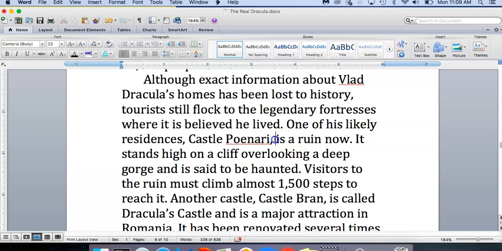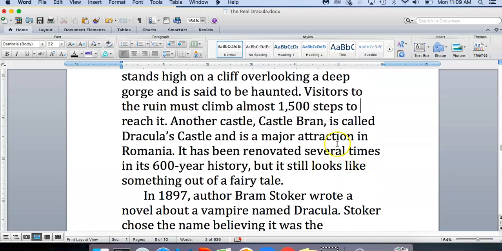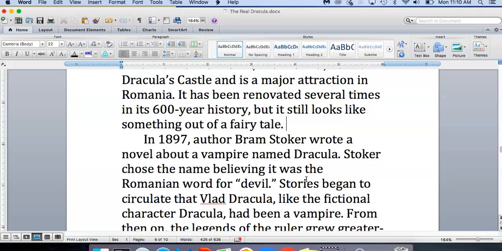Okay, so the first castle is Castle Poenari. It is ruined or destroyed, but people still visit it. You have to climb 1,500 steps if you want to see this castle. The other castle is Castle Bran, and this has been renovated several times, and because they fixed it, it looks like a castle out of a fairy tale. So those are two places where people have said he lived.